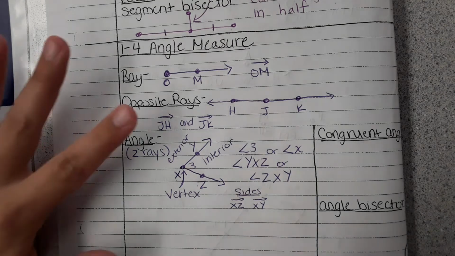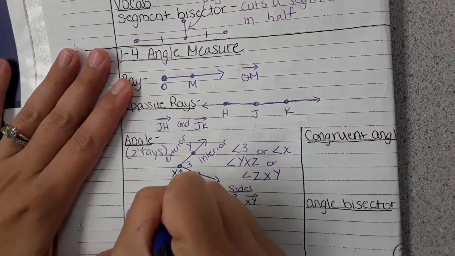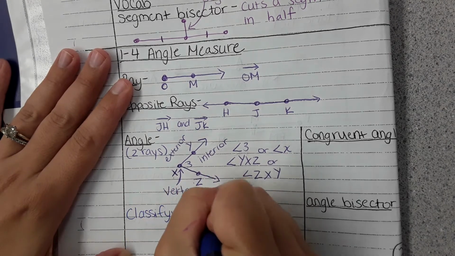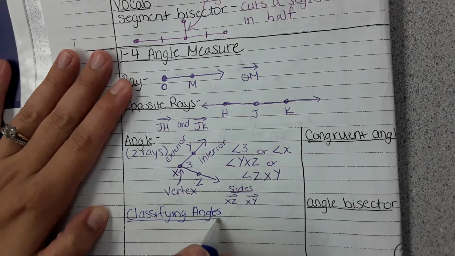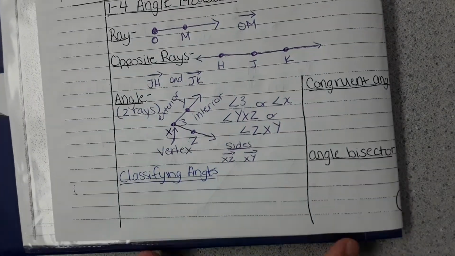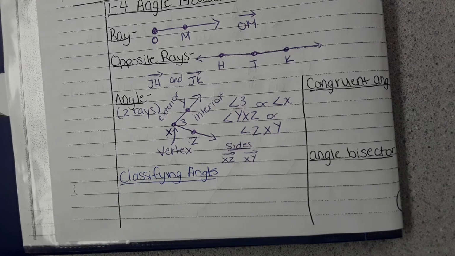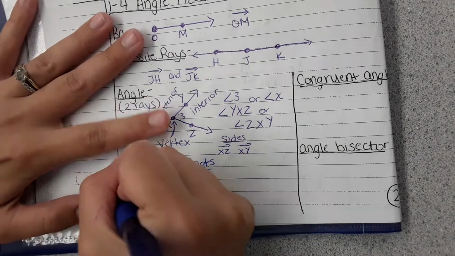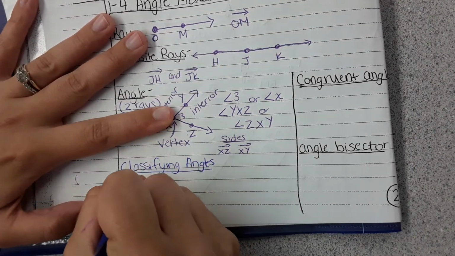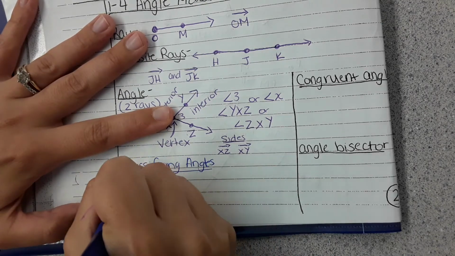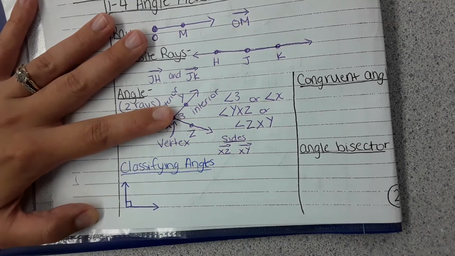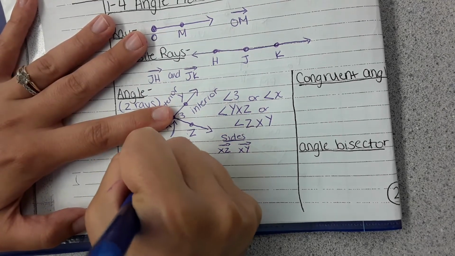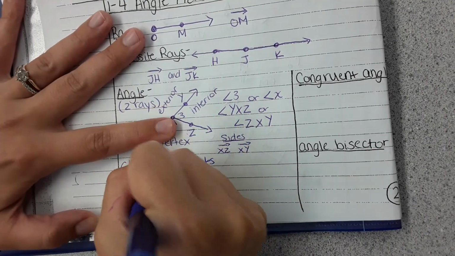Okay, then at the bottom here, we're going to do a little review on classifying angles. The first angle, which probably looks familiar, looks like this, and it has a little square right there. This is called a right angle, and it is exactly 90 degrees.